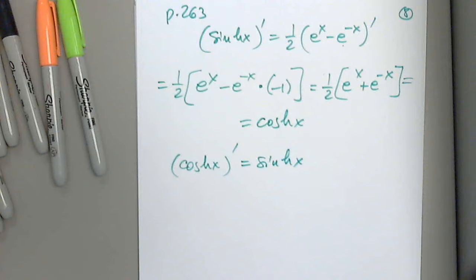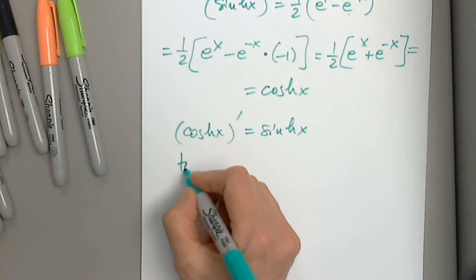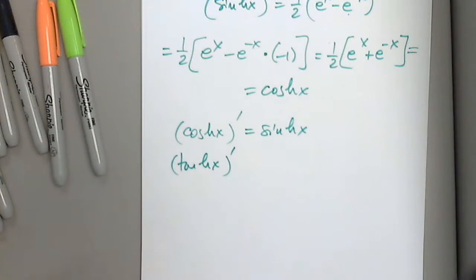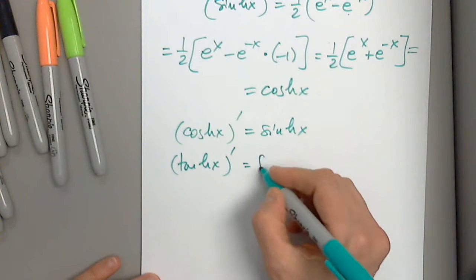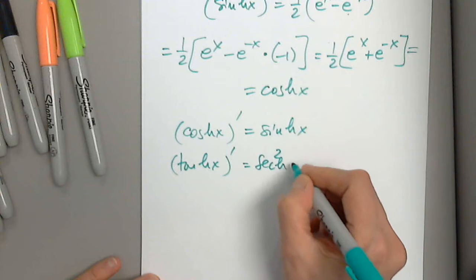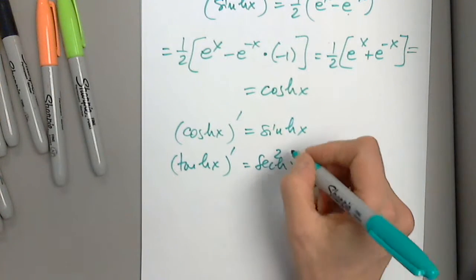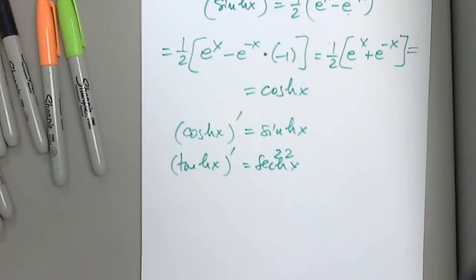Same idea. And of course, what would you expect hyperbolic tangent prime to be? And you will be correct. Secant squared, right? Hyperbolic secant squared. I should have put the 2 after h. Sorry about that. Yep, that's it.